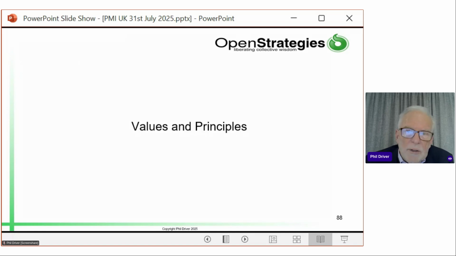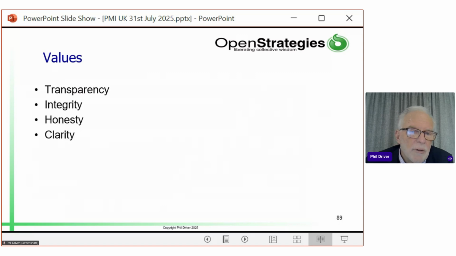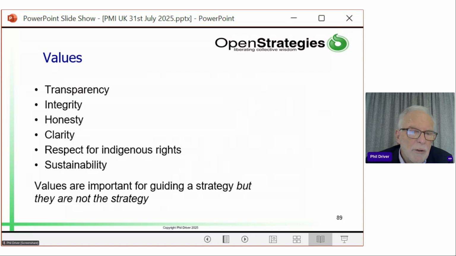I'm just going to quickly touch on values and principles. And these are often confused. People sometimes think that values and principles are strategies. So here's a set of values: transparency, integrity, honesty, clarity, respect for Indigenous rights, and so on. Values are important for guiding a strategy, but they are not strategy.